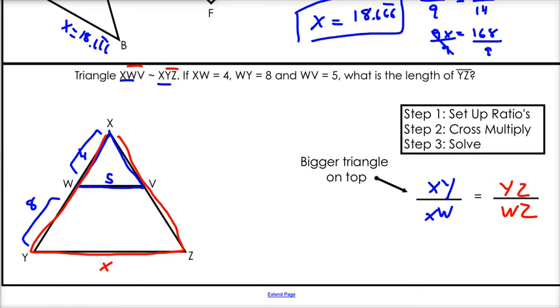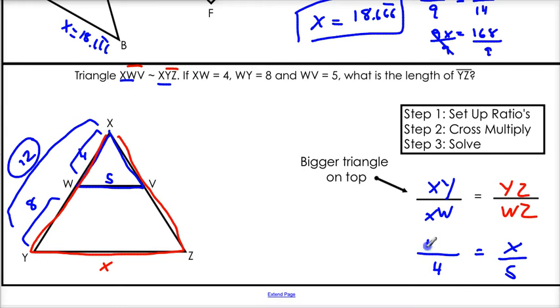Okay? Well, now I just have to plug in what I have. So first, let's take a look. I know that YZ is X and WV is 5. Those are given to us. I also know that XW is 4. Now the only challenging part here is figuring out what is XY, because that is not given to us. We know that WY is 8, so not to be confused with XY. We want to know the length of this whole side right here. To get that whole side, you actually have to add these two parts. If this part is 4 and this part is 8, if you add them together, you get the whole side. So that is 12.